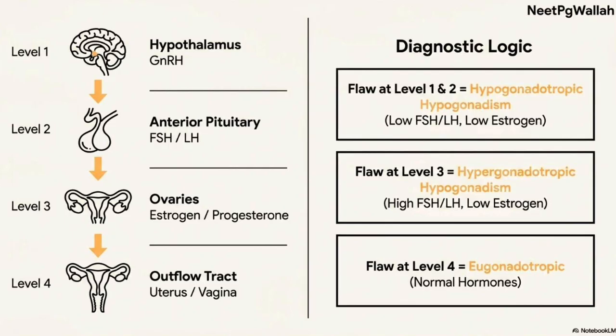Now, the core diagnostic logic here is honestly fascinating because just finding where the flaw is instantly categorizes the whole condition for us. If the flaw is up high at level 1 or 2, so the brain, the FSH and LH are going to be low, giving us hypogonadotrophic hypogonadism. If the flaw is at level 3, the ovaries, the brain is going to be screaming louder to try and wake them up, right? That results in high FSH and LH, which is hypergonadotrophic hypogonadism. And finally, if the flaw is down at level 4 in the outflow tract, well, the hormones are totally normal, making it eugonadotrophic. This structure is basically your cheat code to the endocrine system.